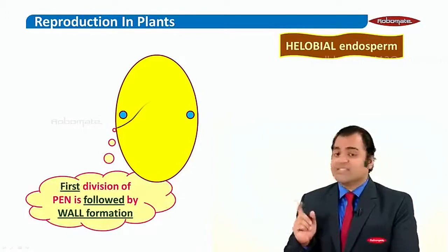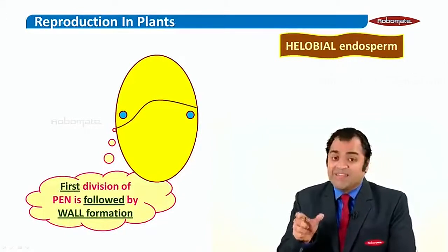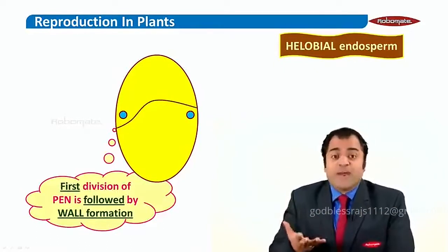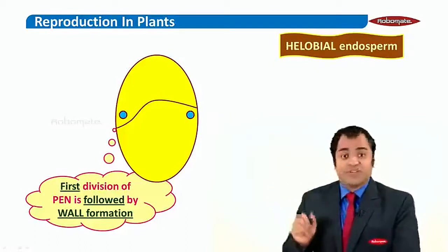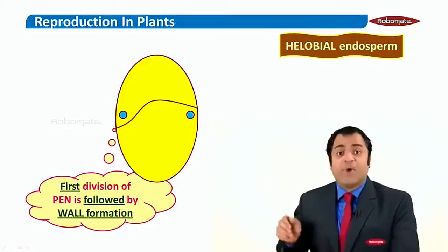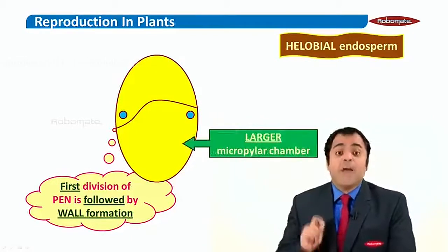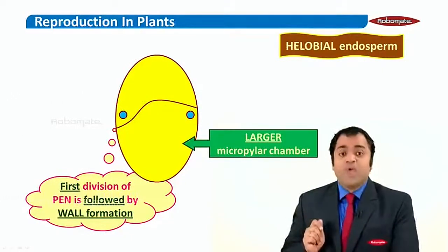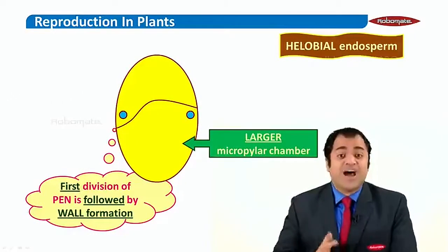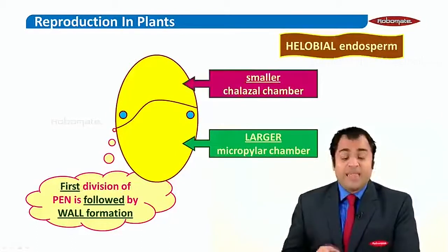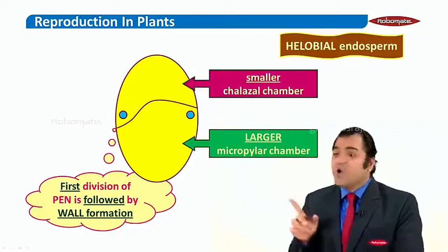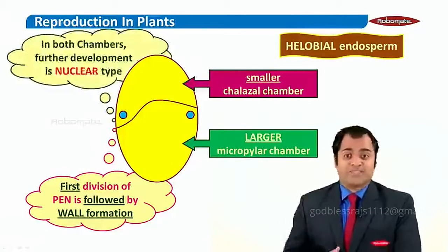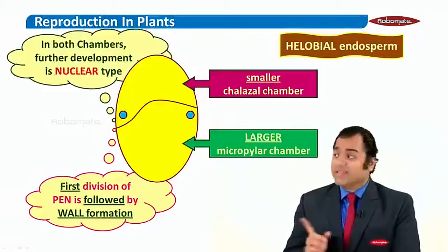Okay? What you just see here is the PEN divided and there's a big wall formation. So what you end up with basically are two chambers. A larger chamber at the bottom, which is also called the micropylar chamber, and a smaller chamber on the top, which is also called the chalazal chamber. Is it okay? Now what will happen? In both these chambers, free nuclear divisions will take place. Is it okay? Something like this.